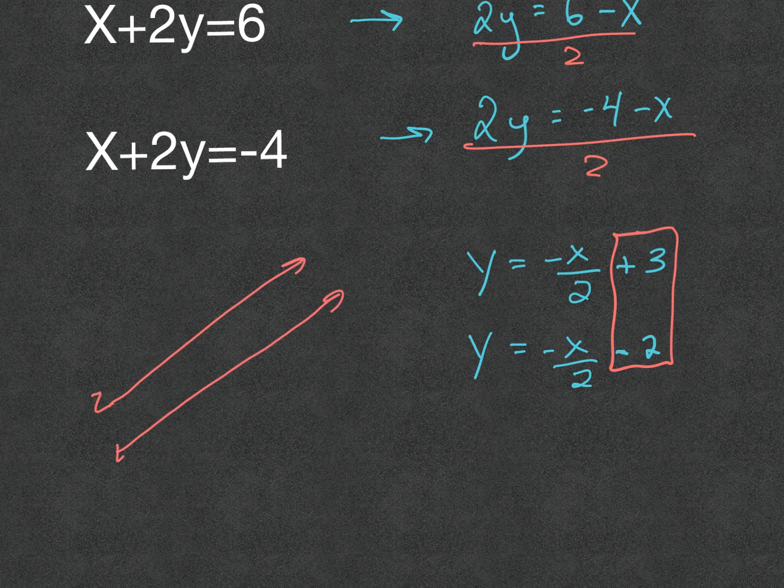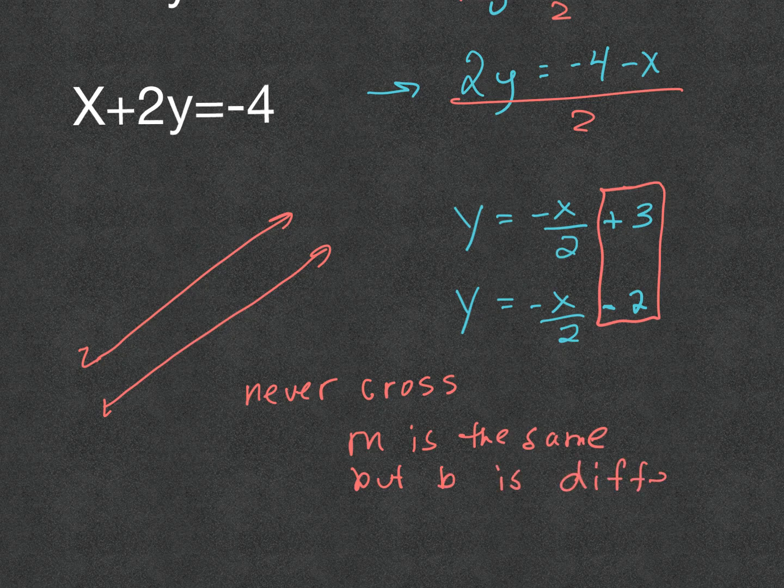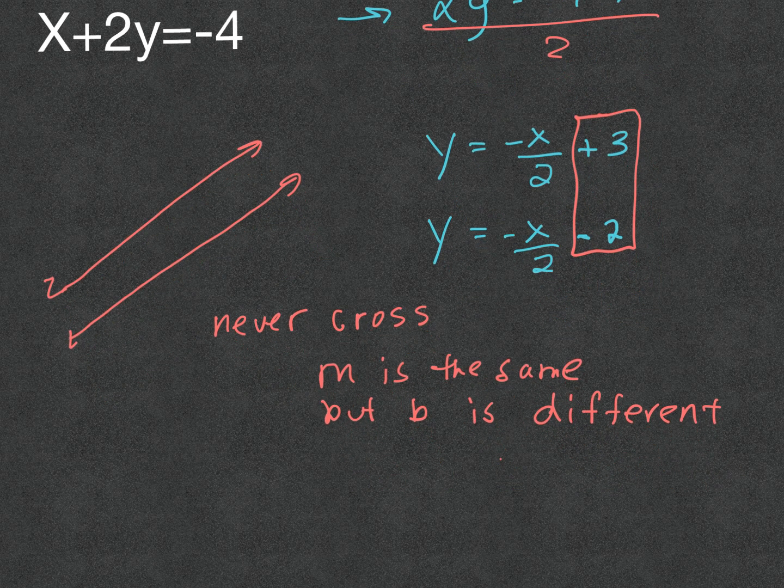They never cross. Why do they never cross? The explanation here is m is the same, but b is different. So it's not the same line. They're parallel lines. And so the answer here is definitely no solution.